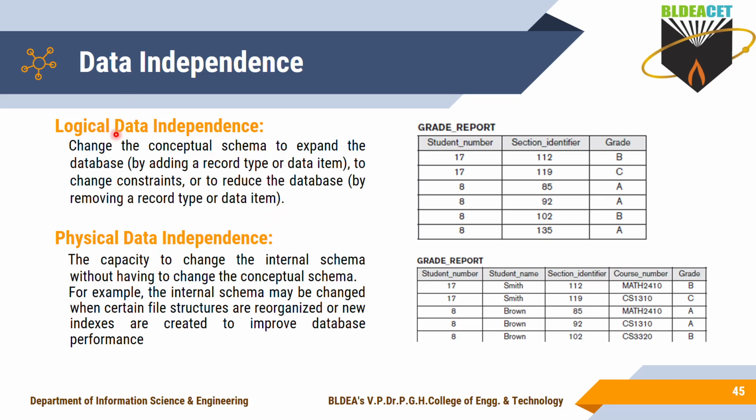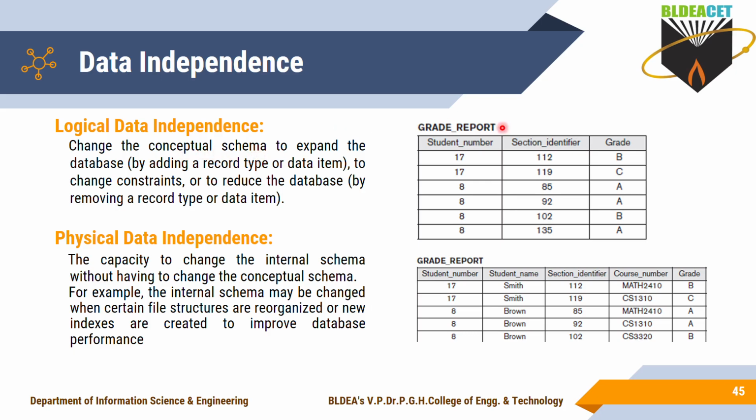Logical data independence means you are making changes in the conceptual schema. How will you make the changes? By adding any record type or data item, or you can also change the constraints, or reduce the database by removing a record type or data item. Whatever changes you want to make in the database structure, you can make without affecting the other schemas. The other schemas are the external schema and the internal schema. Without affecting the external and internal schema, you can make changes in the conceptual schema.